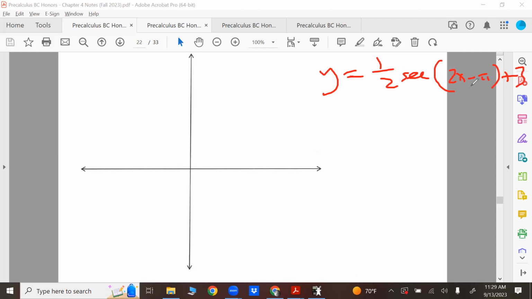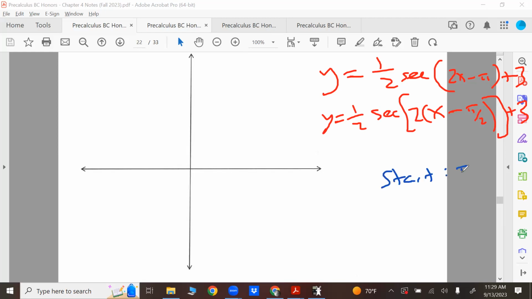Okay, so guys, factor out that 2 first, okay? What's inside when we factor out the 2? Plus 3, okay. So graph it like cosine first. That's what I do. You can start at pi over 2. We'll put pi over 2 right here.